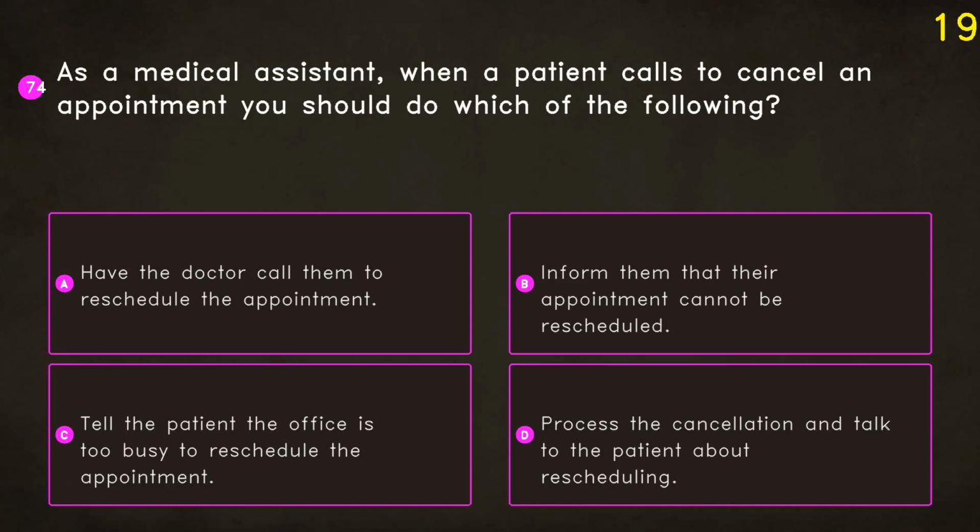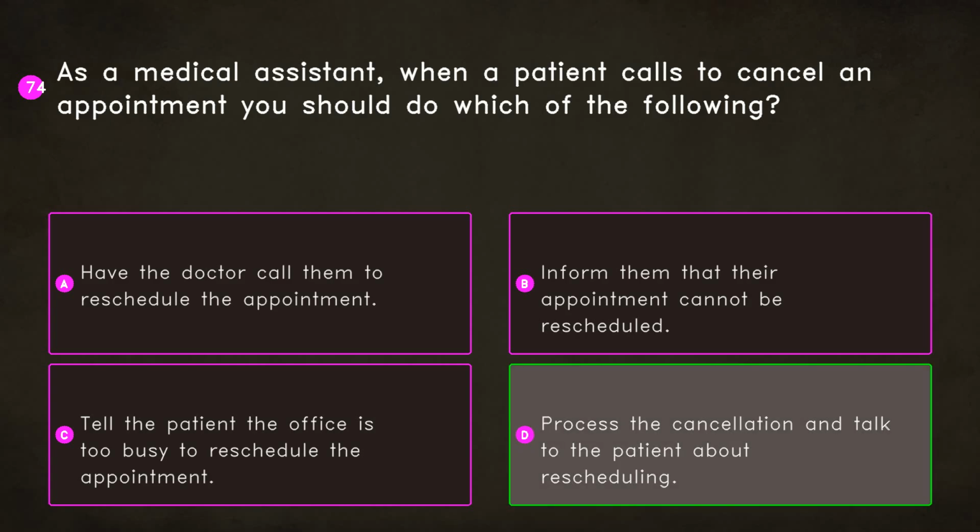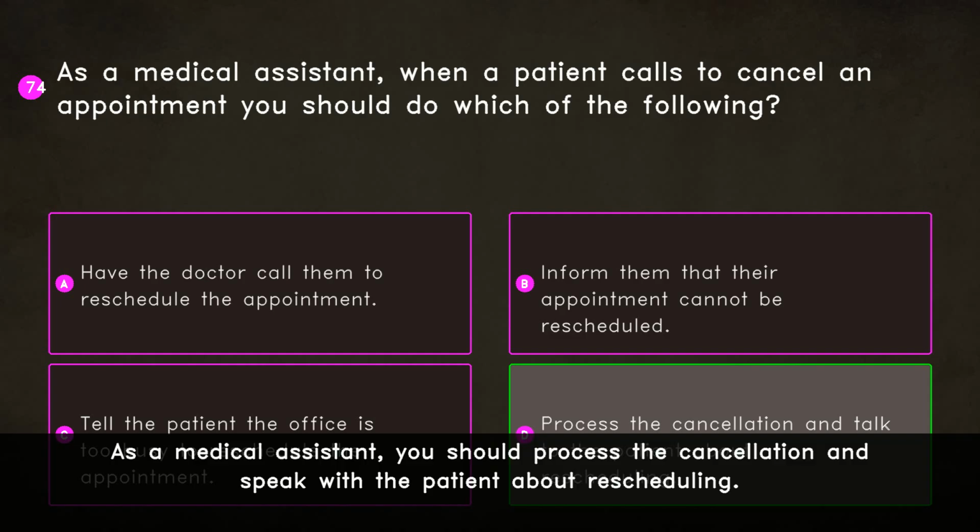Question 74. As a medical assistant, when a patient calls to cancel an appointment, you should do which of the following? A. Have the doctor call them to reschedule the appointment. B. Inform them that their appointment cannot be rescheduled. C. Tell the patient the office is too busy to reschedule the appointment. D. Process the cancellation and talk to the patient about rescheduling. The correct answer is process the cancellation and talk to the patient about rescheduling. As a medical assistant, you should process the cancellation and speak with the patient about rescheduling.